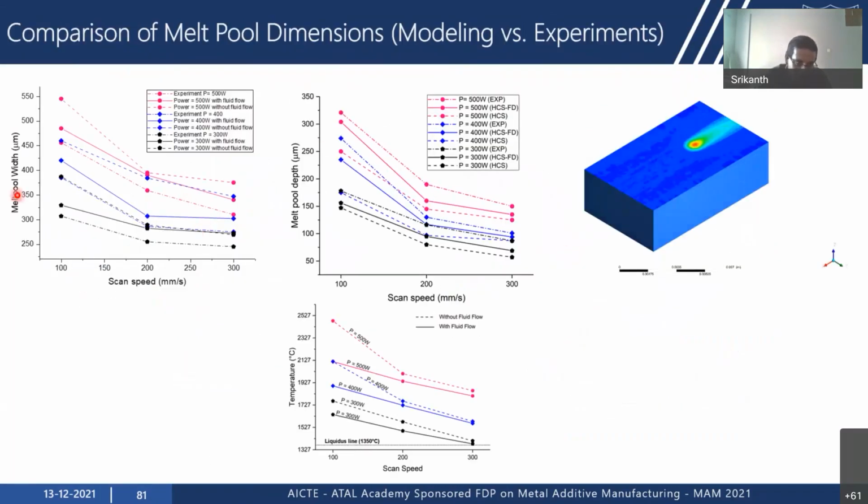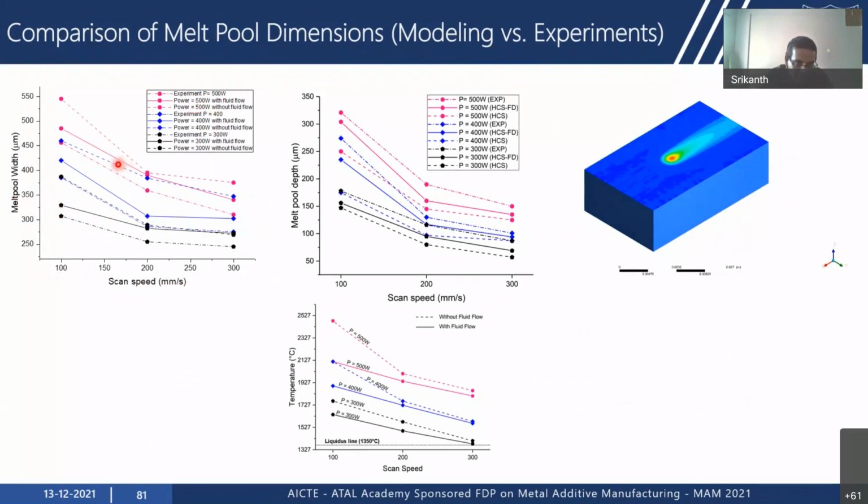So this shows the melt pool width plotted as a function of scan speed for different powers. You can see that you have experimental data. We have also carried out actual deposition and measured the melt pool dimensions using microscopic techniques. And this solid line is the experimental results.